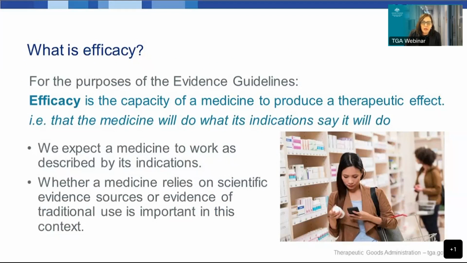Whether a medicine relies on scientific evidence or evidence of traditional use is important in this context. The emphasis is that the medicine will do what the indications say it will do, whether the evidence base is traditional or scientific. So a medicine using a permitted traditional indication must have evidence of traditional use in the specified paradigm. For scientific indications, efficacy is supported by scientific evidence, such as clinical studies or systematic reviews.